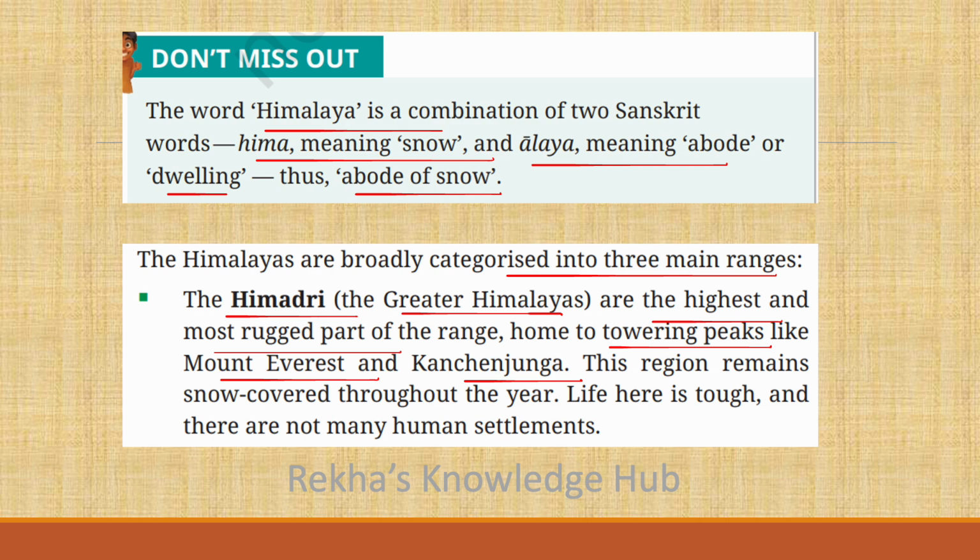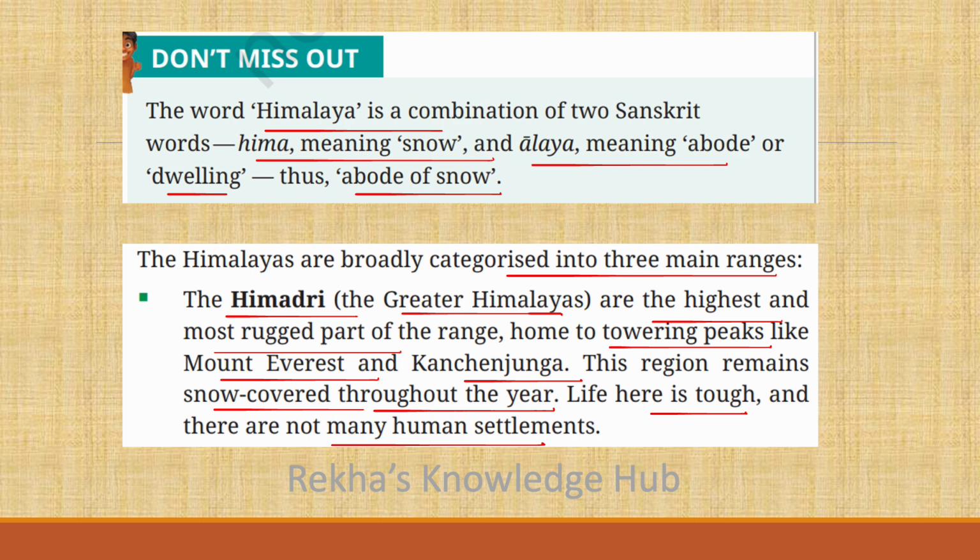The very top part of the Himalayan mountains is called the Himadri or the Greater Himalayas. This is the highest and roughest part of the whole mountain range, and this is the home to mountains like Mount Everest and Kanchenjunga. This region remains snow-covered throughout the year. Life here is tough and there are not many human settlements.